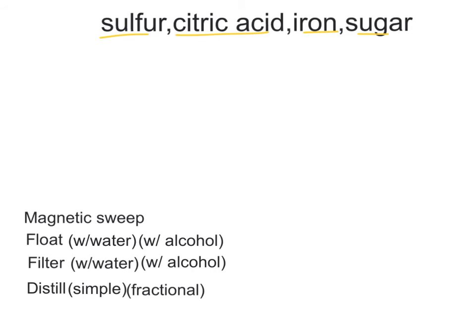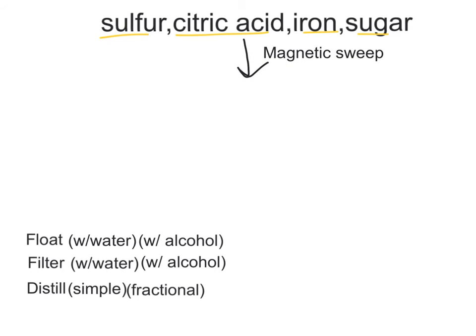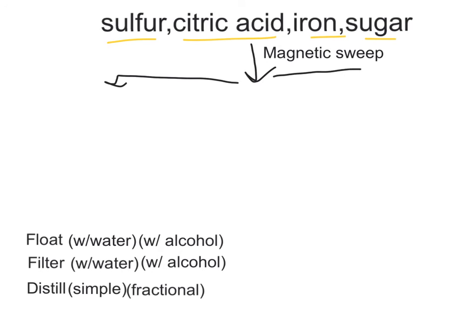So we'll create our flow chart by putting a down arrow and then identifying the technique that we want to use. So that arrow represents our procedure that we want to apply to our mixture. We want to apply a magnetic sweep. And when we do that sweep, we'll get the mixture separated into two piles. On one side, we're going to have the magnetic stuff, and on the other, we're going to have the non-magnetic stuff. Now, we know what's in this mixture, so we can actually write down the names of the substances.